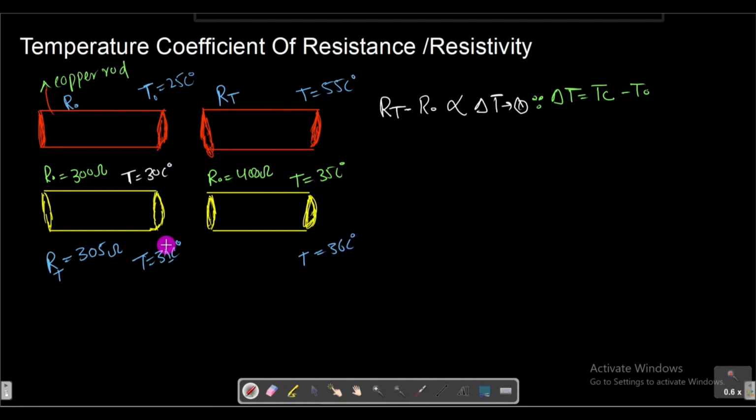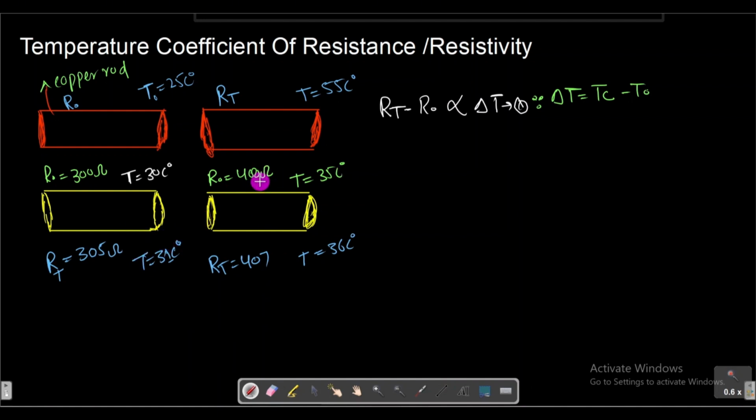Now if I increase the temperature from 35 to 36, the increase is only 1 degree, just like this. But in this case, this RT will not increase by the same amount as here, from 300 ohm to 305. So in this case, it will not be 405. It will be more than that. So it will be, let's say, 407. Why is this not the same?